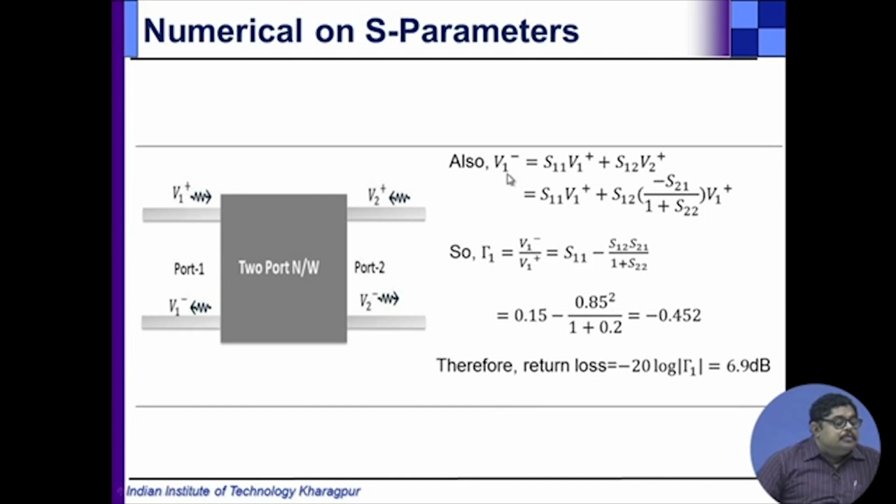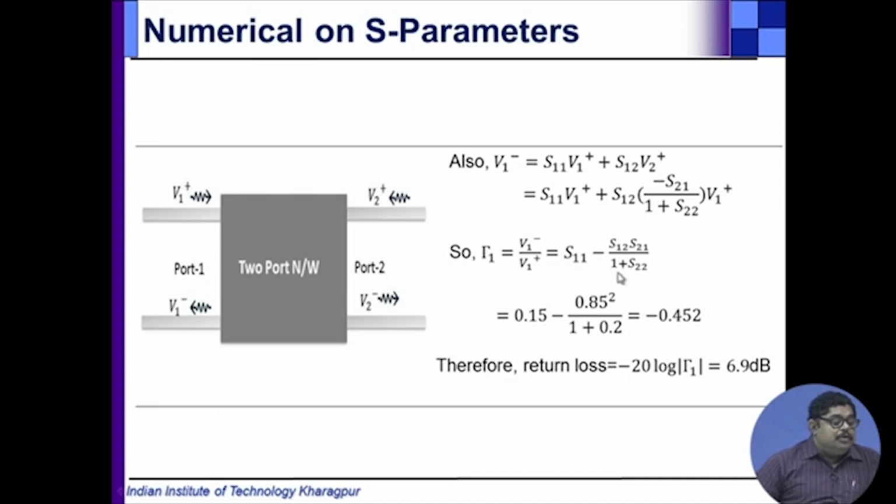and now go to the other equation of the S matrix. V1 minus is this, there put the value of V2 plus. So, everything is now in terms of V1 minus and V1 plus. So, I can take their ratio, that becomes this. So, in general the reflection coefficient on port 1 is equal to S11 minus S12 S21 by 1 plus S22. You see that the reflection coefficient gamma 1 is not equal to S11. It is equal to S11 when this portion becomes 0.